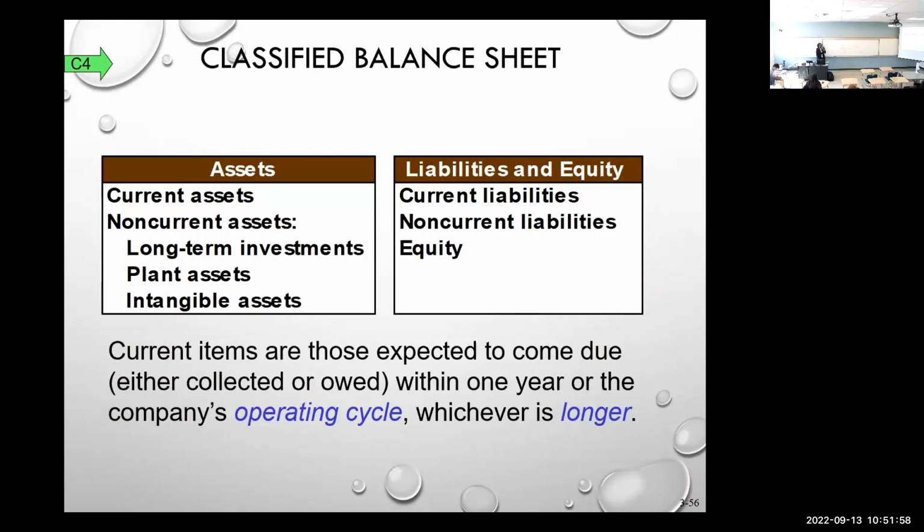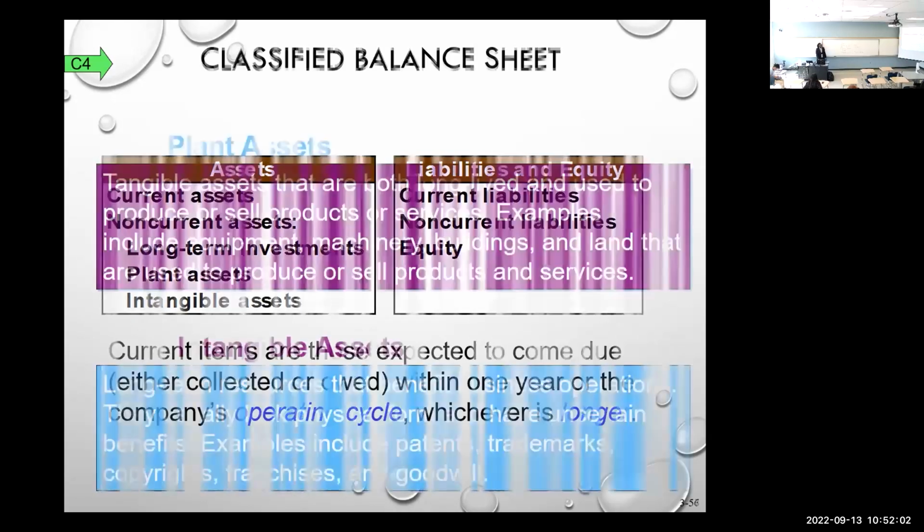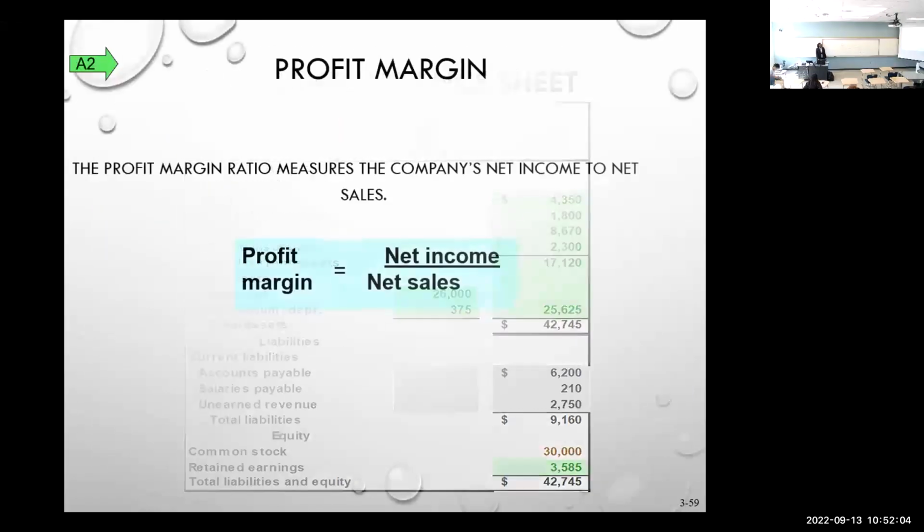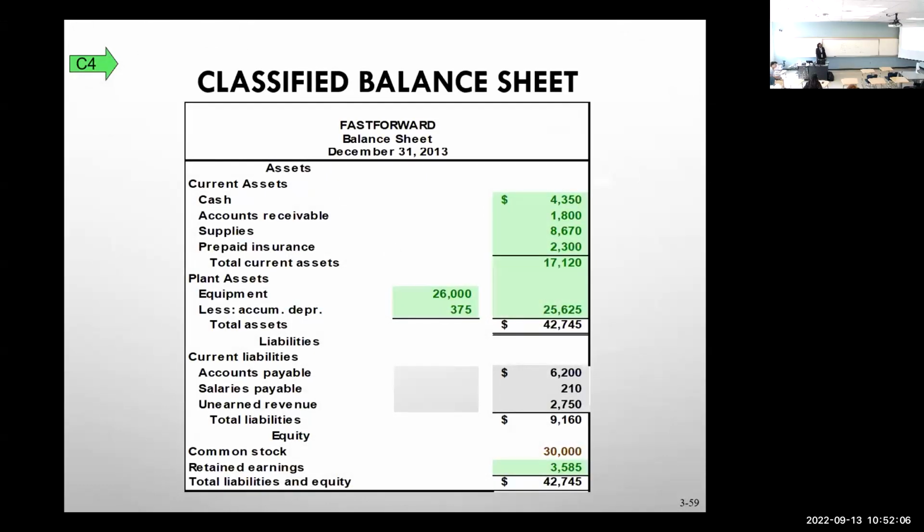Classified balance sheet. I'll let you guys look at this yourself. Our balance sheet is in the form of liquidity, with current assets first, long-term assets second, current liabilities first, long-term liabilities second. That'll be the end of that. All right, so that's chapter 3.